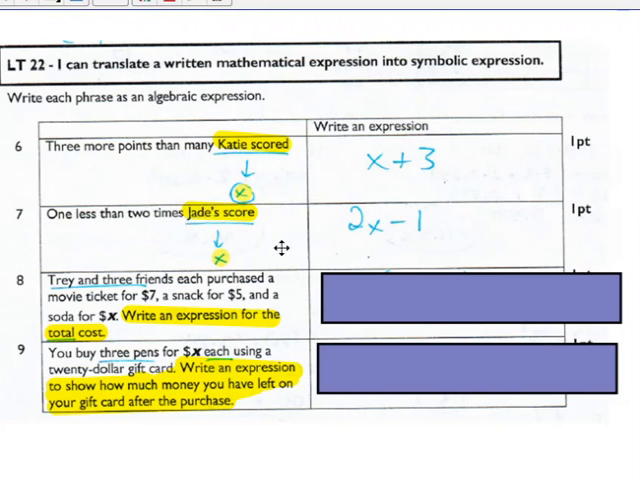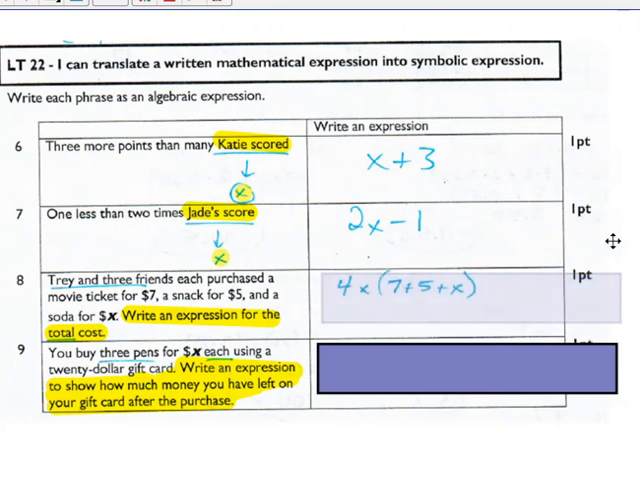And number 8, Trey and 3 friends each go to the movie theater. They buy a ticket, a snack, and a soda. You want the expression for the total cost. Well, there were a couple things going on here. First, they each spent some money. Okay, so the ticket, the snack, and the soda. But we don't know that value, so we're going to use X. But we also have 4 people that were buying that. So you want that amount. If that's one person's total, really you want that quadrupled. You want that times 4.